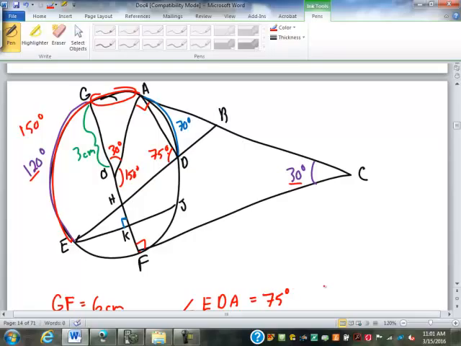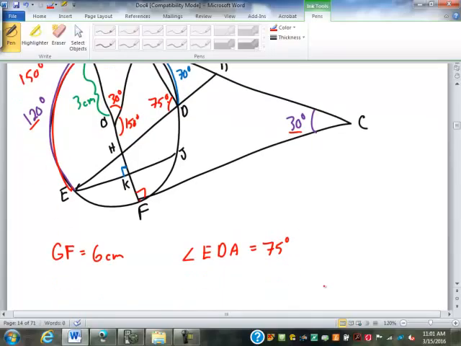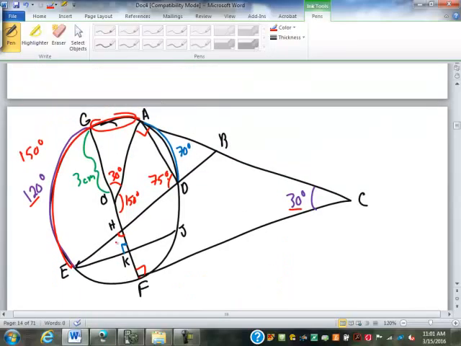What's the next thing we're asked to find? Angle EHF. EHF is this angle right here. Well, we know this is 30 here. So we know that this arc here is 100 degrees. If we know this arc, that angle is the average of those arcs. Do we know arc EF?